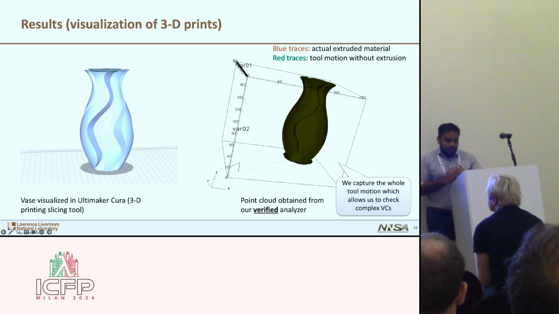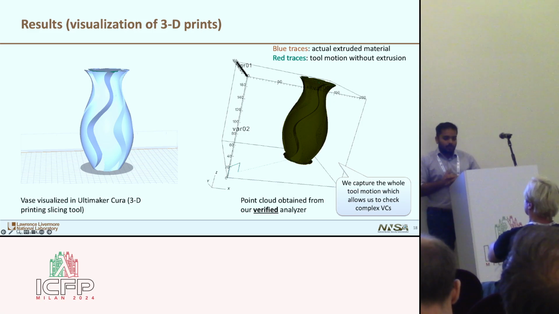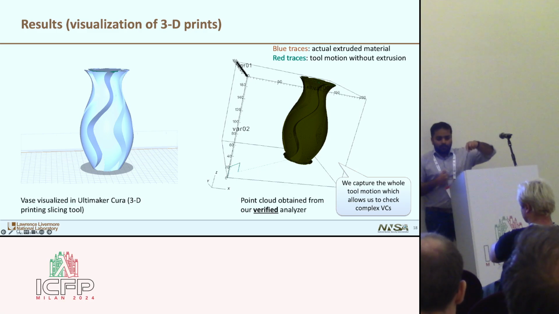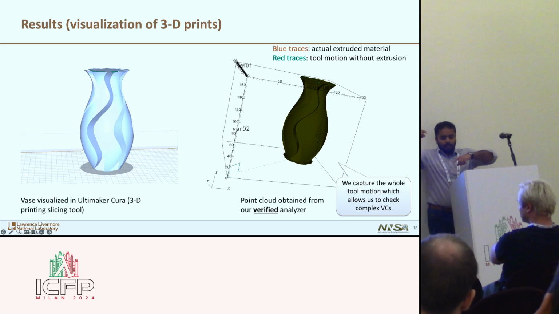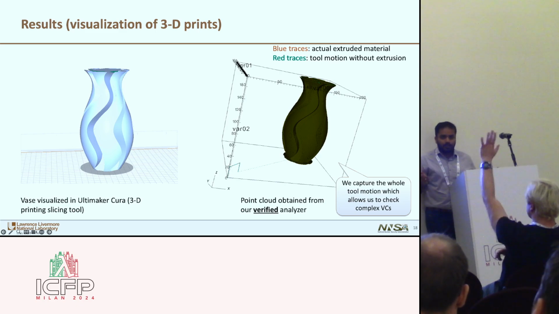And the other thing that I wanted to highlight here, which is a strength of our tool, is that we capture the whole tool path motion, which allows us to do some complicated verification checks. If you look at the diagram, there are two color codes. One is blue, which indicates the actual extruded material, and then there is also a red trace which shows the tool path motion without extrusion. So we capture both the extrusion and the non-extrusion tool motion, and by doing so we get the full toolpath motion, and then we can do some complicated verification checks like collision detection and those kinds of things.